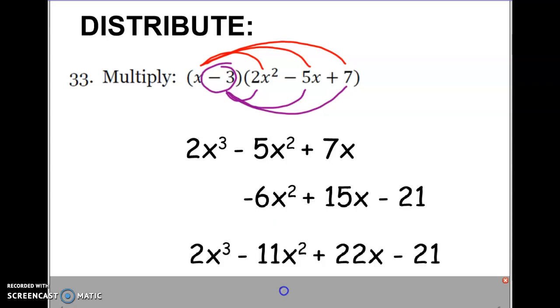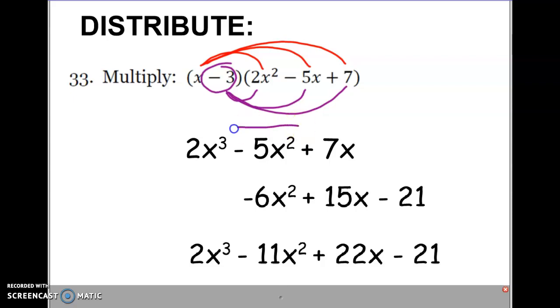And so the final answer can be found by combining the like terms with the negative x squares there, and you can also combine the 7x's there, and you can see which terms do not have like terms and therefore are just part of our final answer.